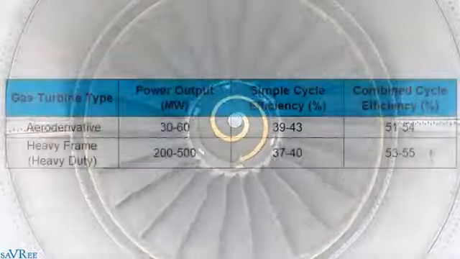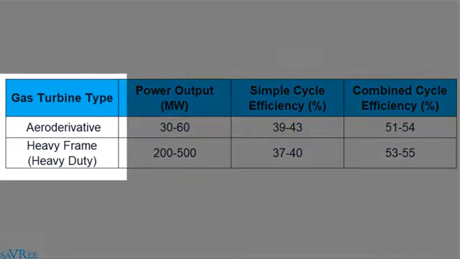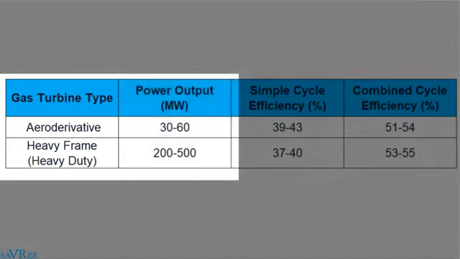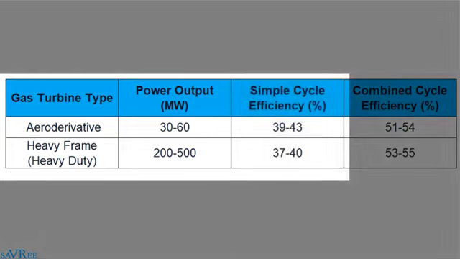If we take a look at this diagram here, you can see that we've got two main gas turbine designs, aeroderivative and heavy frame. The power output for the aeroderivative type gas turbines is in the range of about 30 to 60 megawatts. That's electrical power, whereas the heavy frame design is within the 200 to 500 megawatt range. In terms of efficiency, they're quite similar. Aeroderivatives have an efficiency of about 39 to 43%, and the heavy frame design will be in the range of 37 to 40%. I actually think that's quite high. I think it would be more in the range typically of about 35 to 37%.